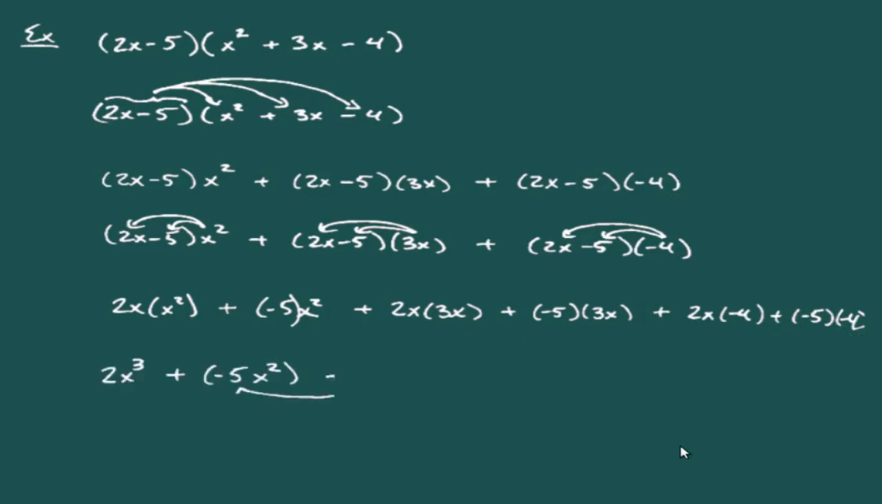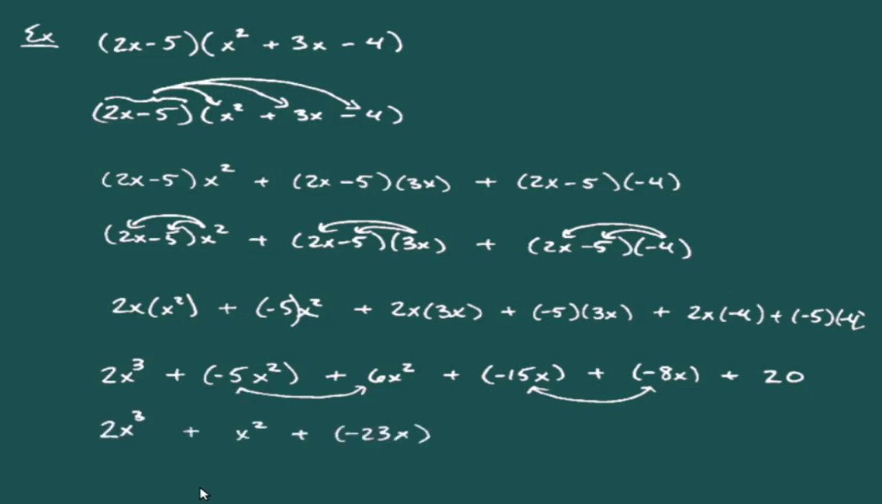Multiplying coefficients, adding exponents. 2 times 1 gives us 2. X times x gives us x cubed. Negative 5 times x squared just gives us a negative 5x squared. 2x times 3x, 2 times 3 gives us 6. X times x gives us x squared. Negative 5 times 3x, negative 5 times 3 gives us a negative 15 times x. 2x times negative 4 gives us a negative 8x, and negative 5 times negative 4 gives us a positive 20. So that we have 2x cubed.